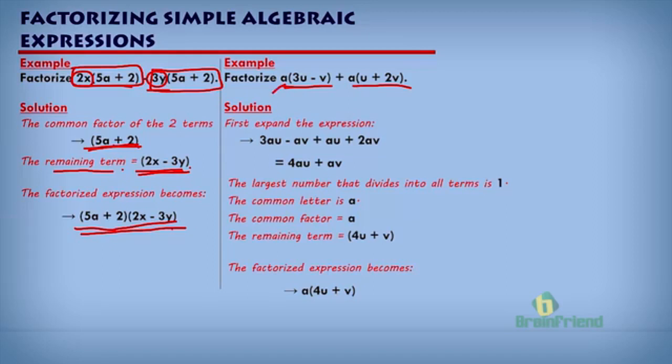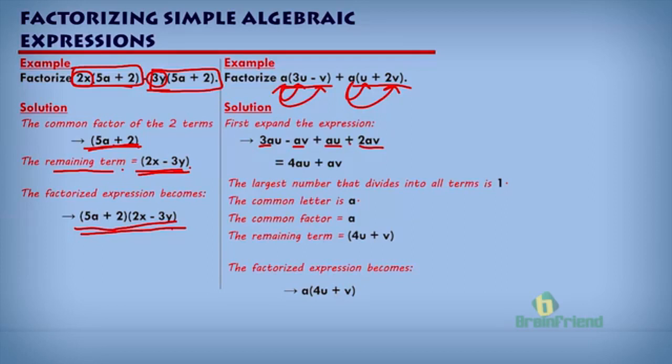We have a(3u minus v). So we have a multiplies 3u, 3au, minus a again multiplying v, av. In the other term, we have a multiplying u also to give us au, and a multiplying 2v to give us 2av. Our operator there is a plus. So we have as our expanded expression 3au minus av plus au plus 2av.